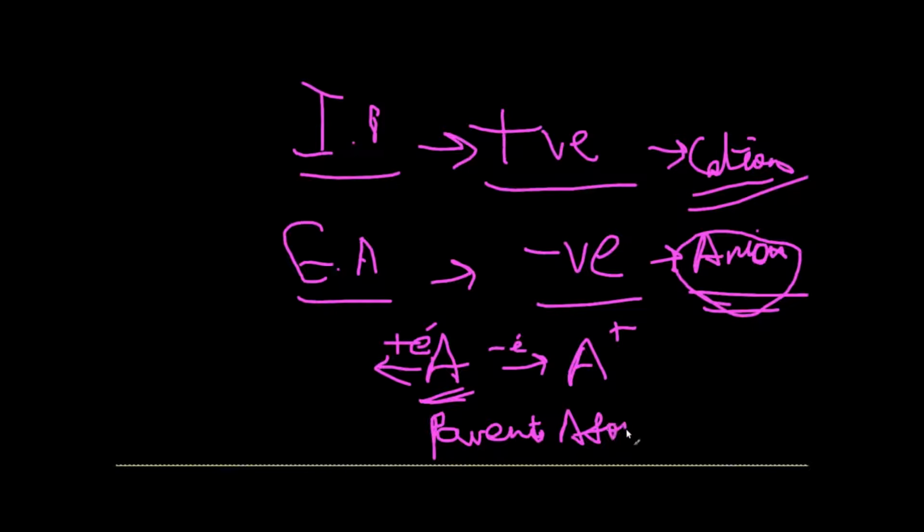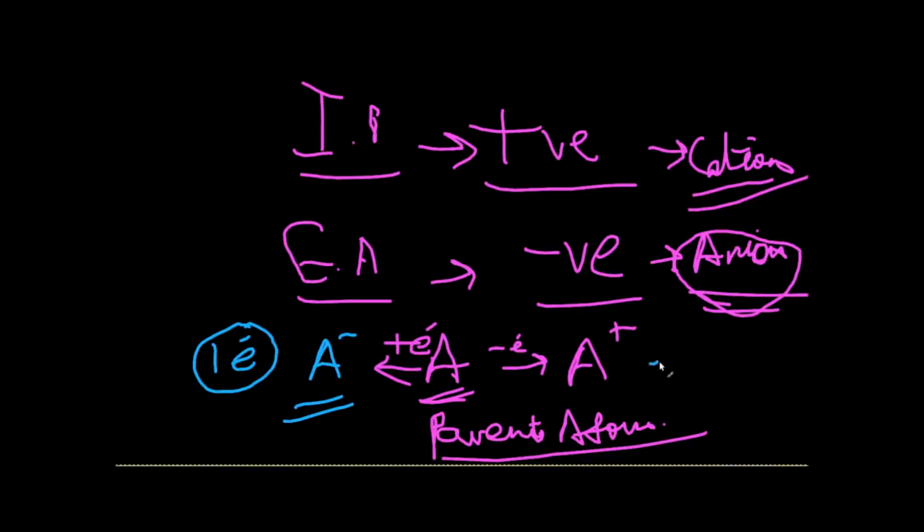Let me change my color. This will form an A minus. So an A minus, guys, will always have an additional electron, whereas an A plus will always have a deficit of an electron. Now, because of this deficit, the effective nuclear force of attraction between the nucleus and the electrons will increase, guys, and so the atomic radius will decrease.